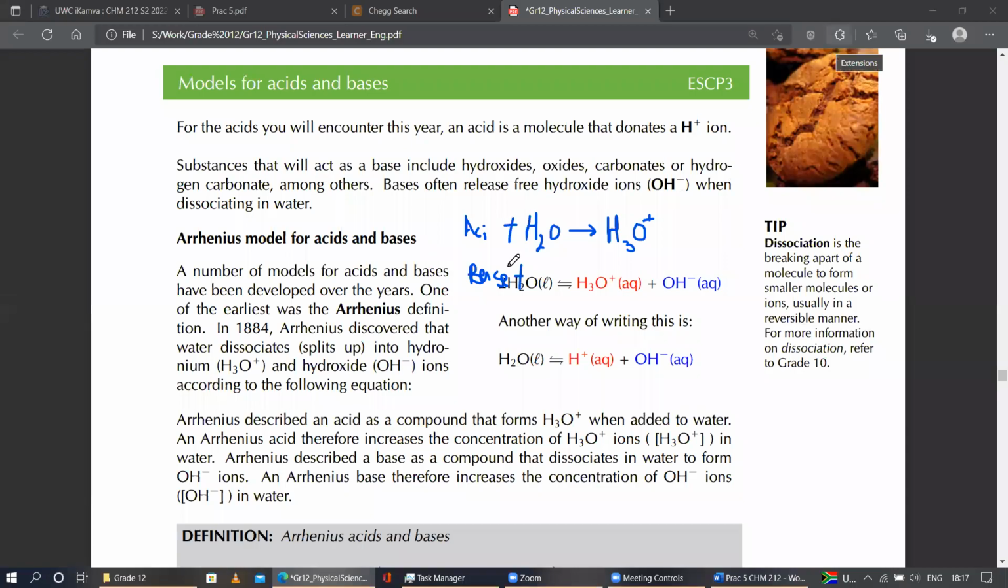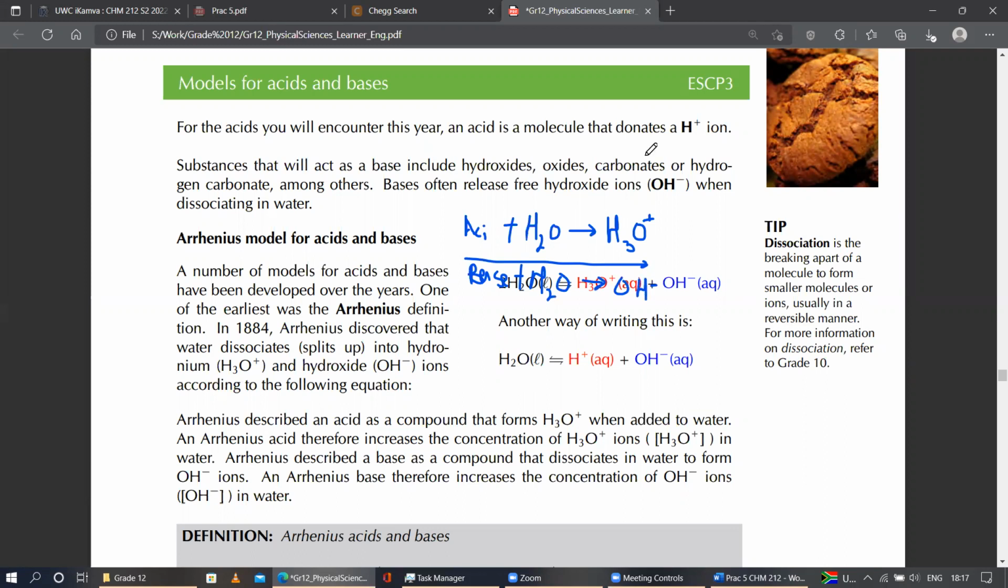So like I said, an acid, when you add it to water, you're gonna get a hydronium ion. And a base, when you add it to water, you're gonna get a hydroxide ion, which is OH minus.